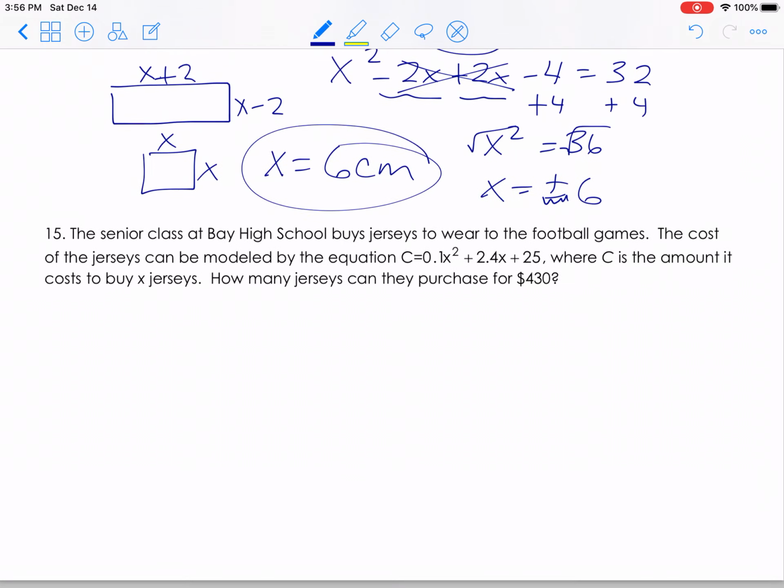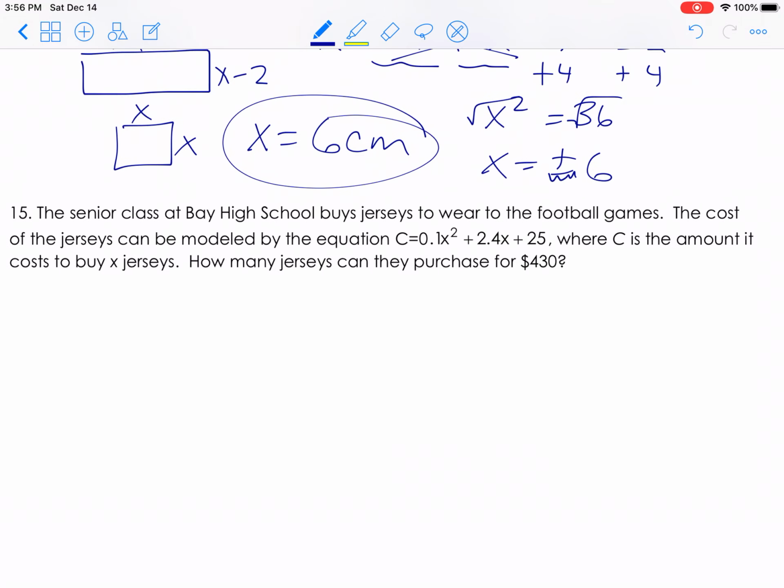The senior class at Bay High School buys jerseys to wear to the football game. The cost of the jerseys can be modeled by this equation, where C is the amount it costs to buy x jerseys. How many jerseys can they purchase for $430? Okay, so the cost that they can spend on this is $430. So I'm going to replace C with $430. And x is the number of jerseys.